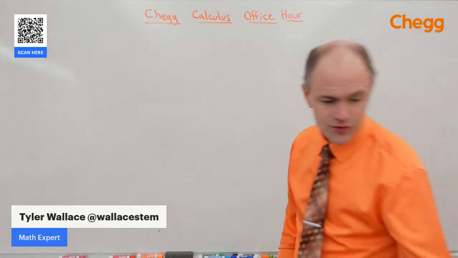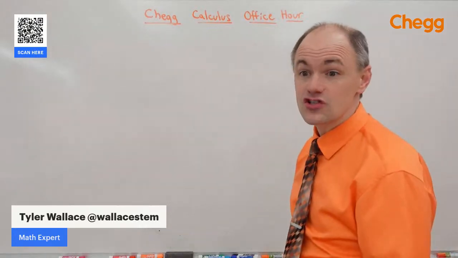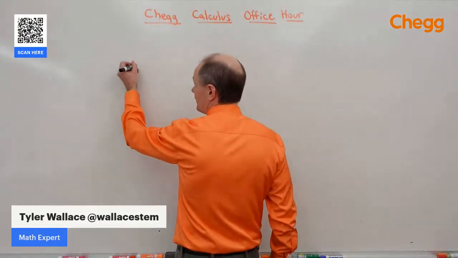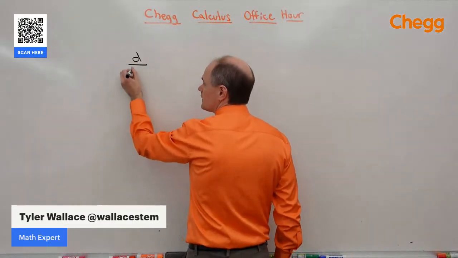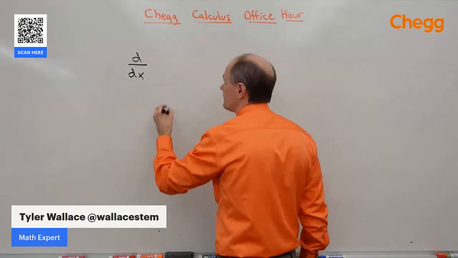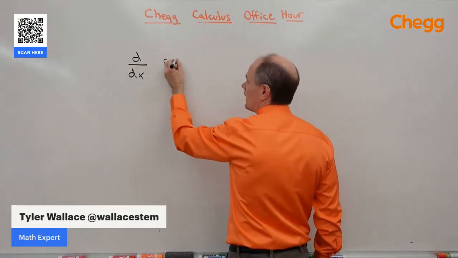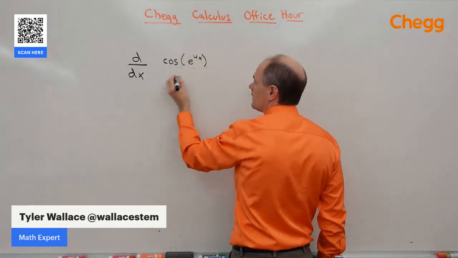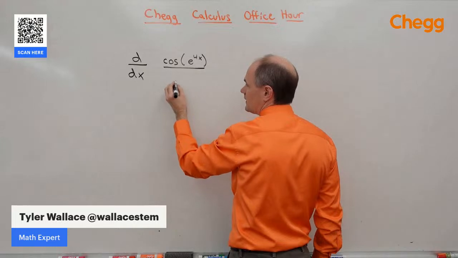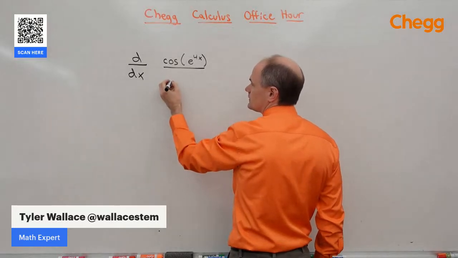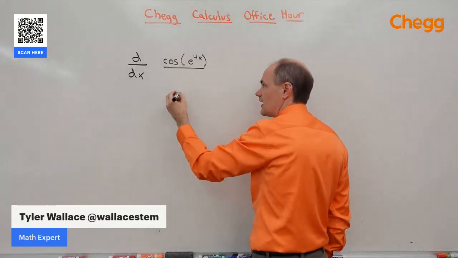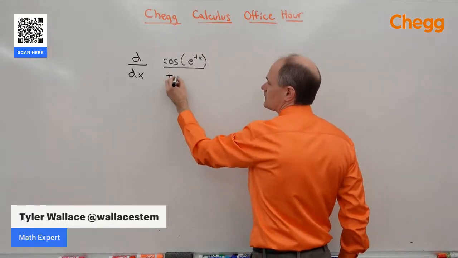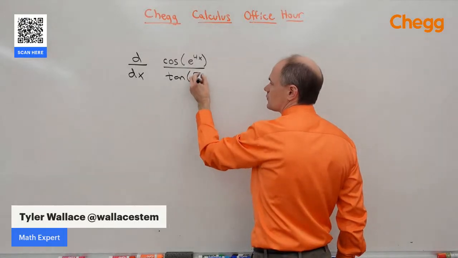With derivatives, what's really important is that you can recognize the structure of the problem so that you can take the derivative. So let's do an interesting derivative. Let's take the derivative of the cosine of e to the 4x divided by the tangent of the square root of x.